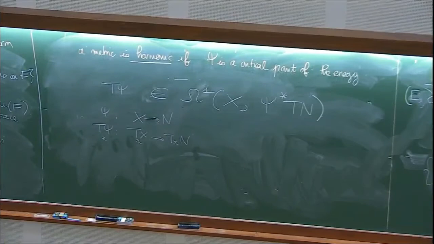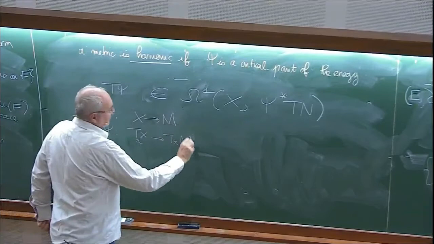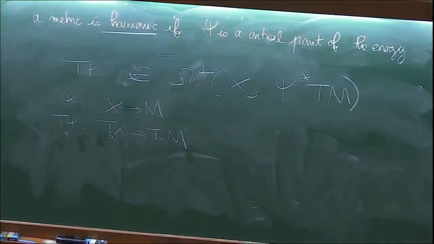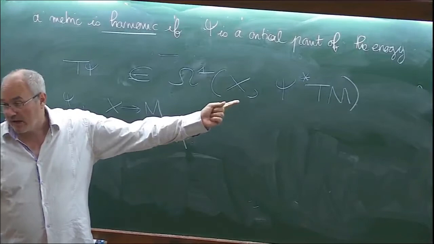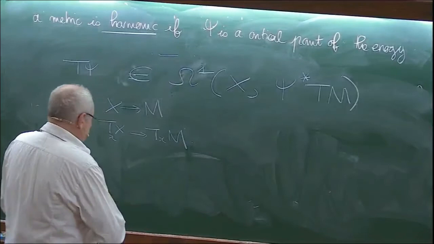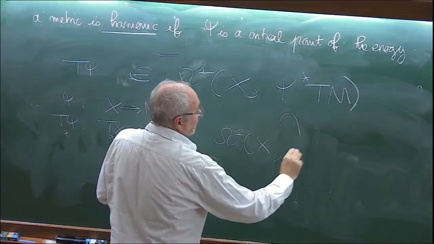This is called M. I'm confusing it with last week, when M was the base of something. Now I'm going to do something essentially stupid. Before, I had a function, and its differential was a one form with value in R. I want to think of this as a function with value in C, so I just complexify this bundle. This is a subset of the one forms on X with value in the complexified pullback bundle.